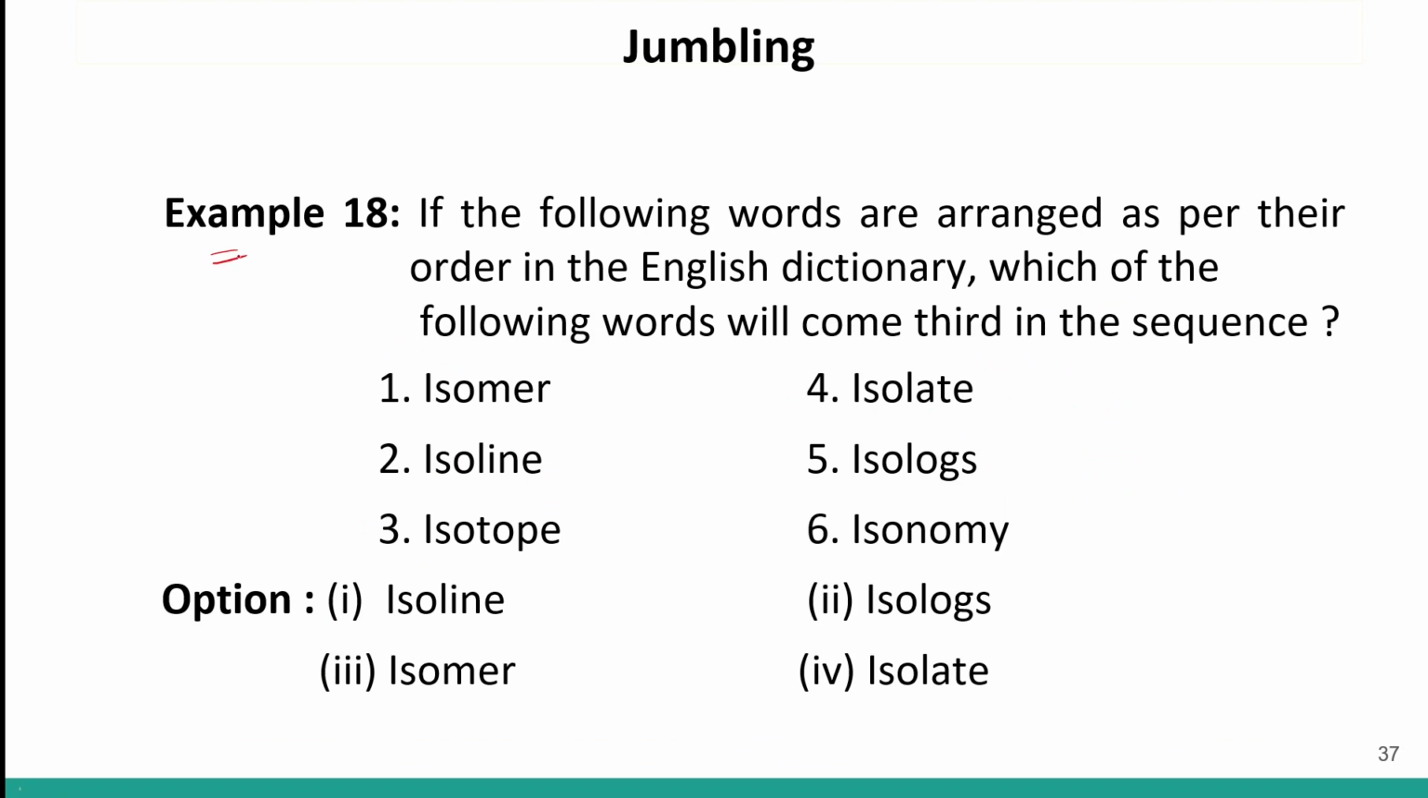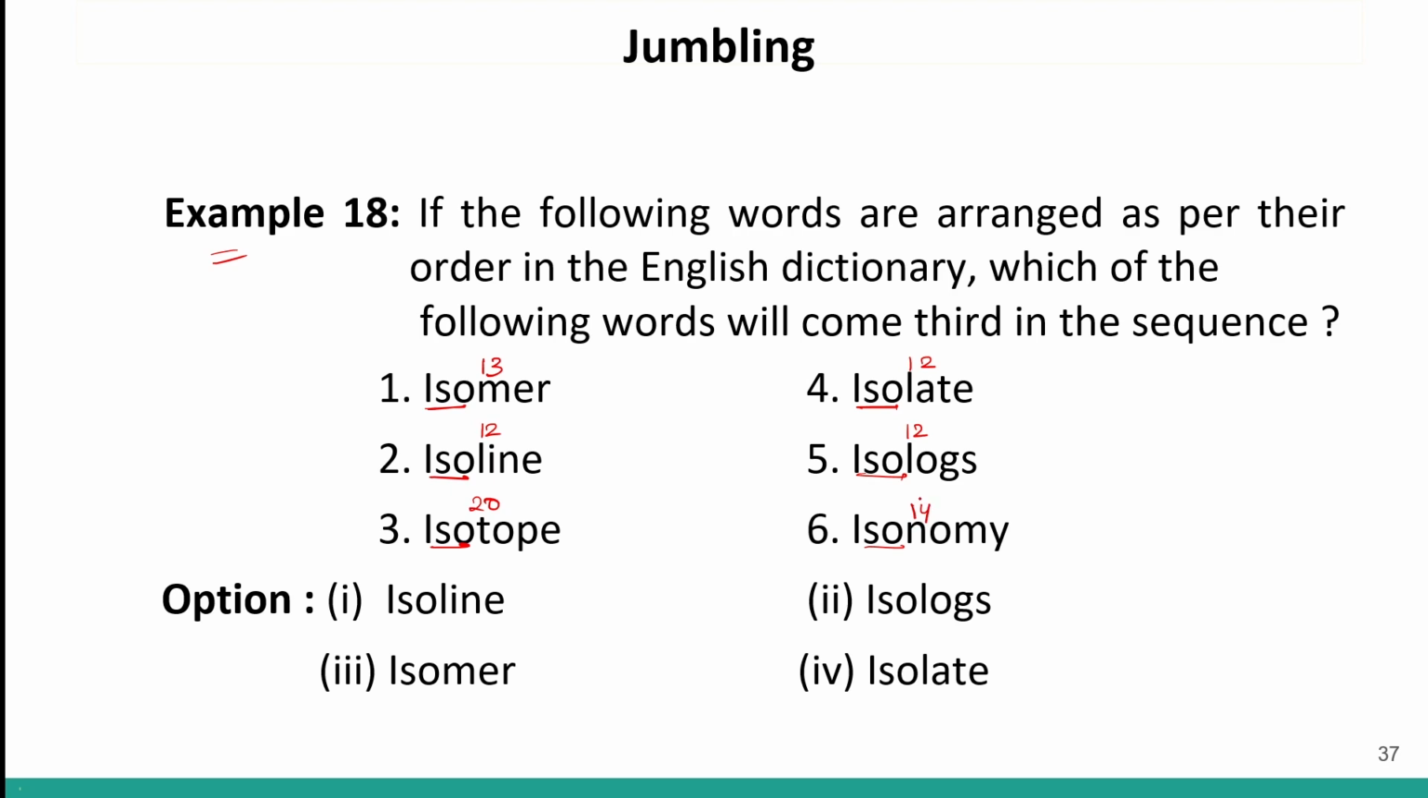Now example 18, similar thing. ISO, these 3 letters are common in each word. Correct? So let us move on to the next letter. M is positioned at 13. L is positioned at 12. T is 20. This is 12. 12. N is positioned at 14.